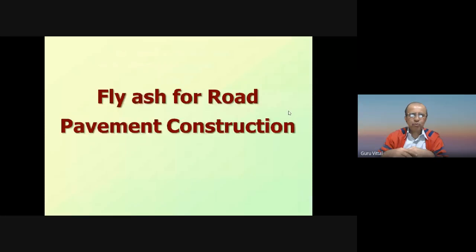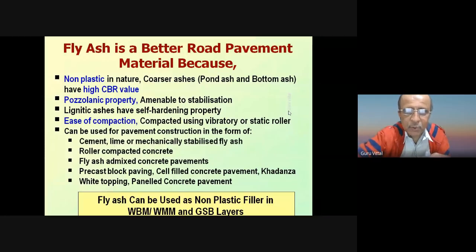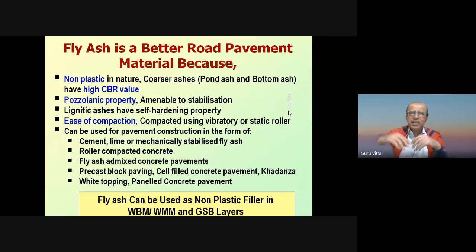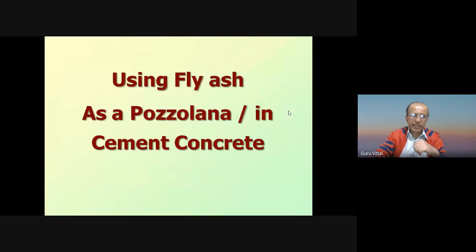Now coming to using fly ash for pavement construction, I have a few slides. Fly ash is a better road construction material because it's non-plastic. It has a high CBR value and pozzolanic property. I already told you, lignitic fly ashes have a self-hardening property, because they have a little amount of lime, so along with water, they harden. But of course, to develop adequate strength, we need some more amount of cement also. It can be used for constructing a stabilized layer, in roller compacted concrete, in fly ash admixed concrete pavement, or block pavement, self-fill concrete, etc. So many applications are possible when we go for pavement construction using fly ash.